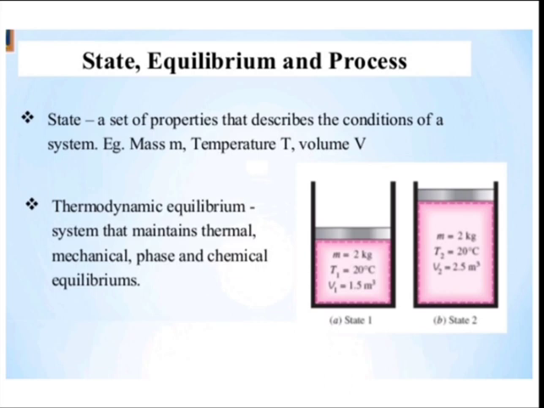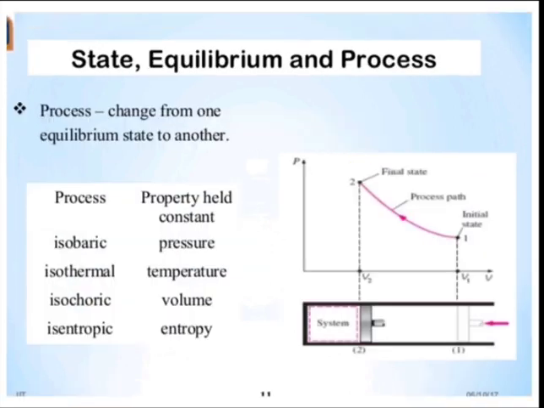Then the process: the change from one equilibrium state to another is called a process. So processes are again of four types: isobaric process, isothermal process, isochoric process, and isoentropic process. So see, what is meant by isobaric? The isobaric process is one in which pressure is held constant. Isothermal means temperature is held constant. Isochoric means volume is constant. And isoentropic means entropy of the system is constant.